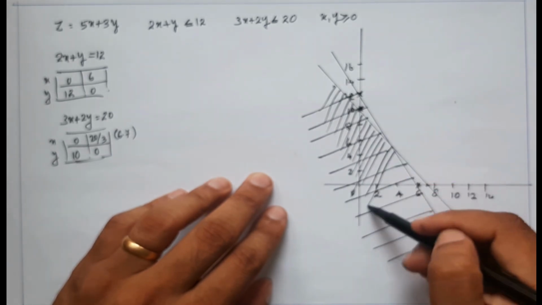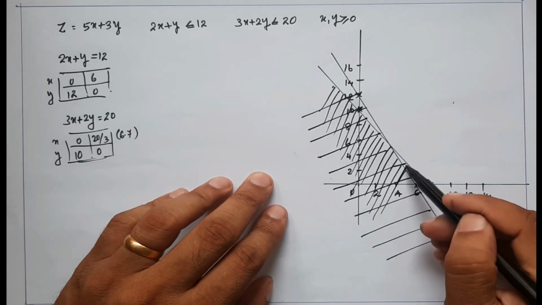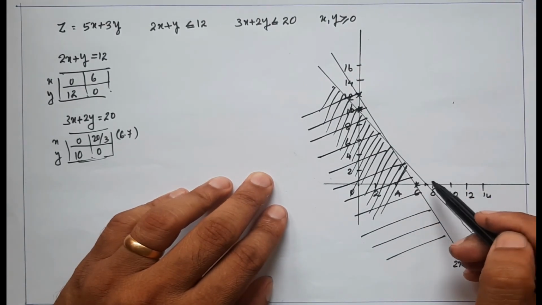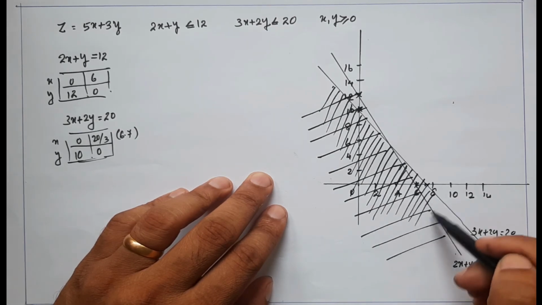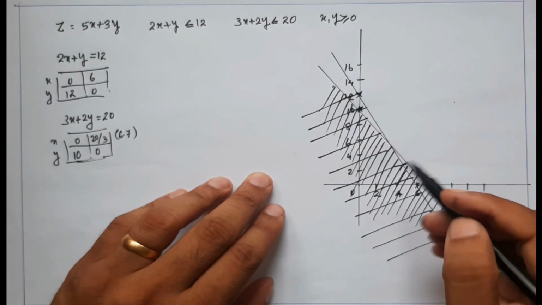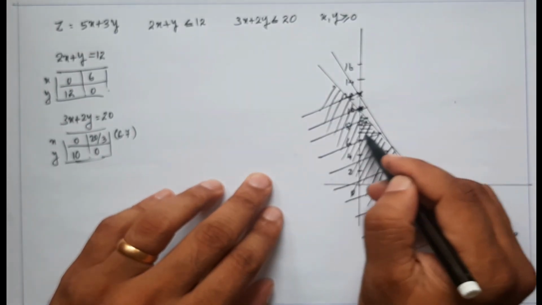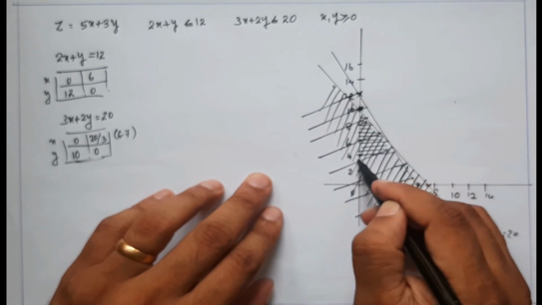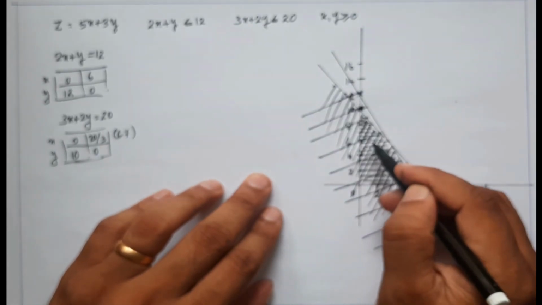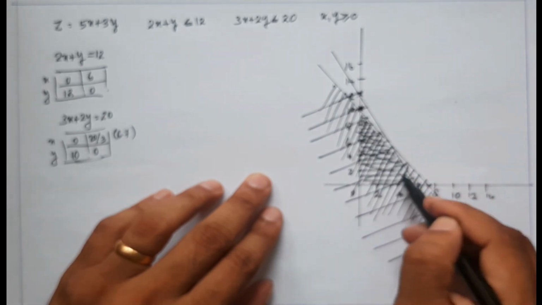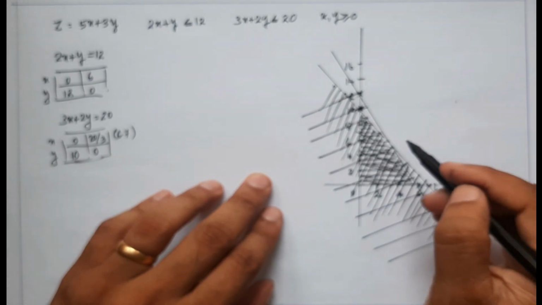There is a common region. This common region lies in the first quadrant, since x greater than 0, y greater than 0 means the first quadrant. The common region we get will be a feasible region. It's a common feasible region.